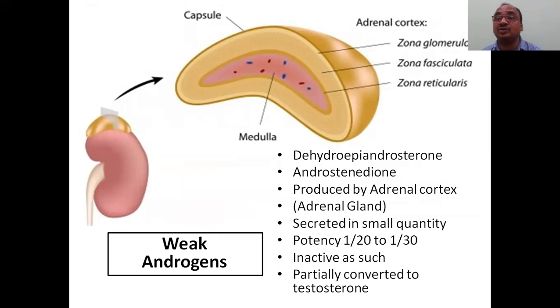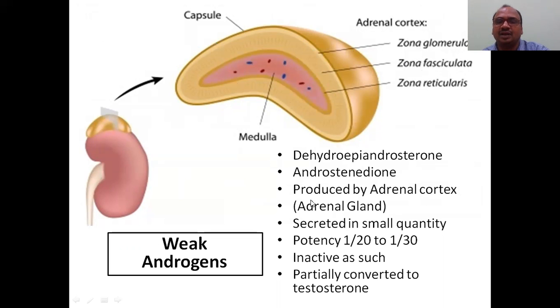These are the weak androgens. This question has appeared a number of times. These are all the weak androgens produced by the adrenal cortex, dihydroepiandrosterone and androstenedione. This is what we saw in the first slide, the classification slide. This is the adrenal gland. Here you can see the adrenal cortex, the middle part. Total three parts: capsule, medulla, adrenal cortex. The adrenal cortex is again divided into three parts, zona glomerulosa and so on.